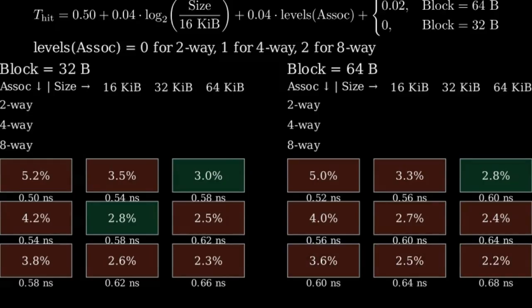A practical choice is 32 kilobytes, four-way, with 64-byte blocks. It is a very common L1 data cache point. Let's highlight it, then compute both metrics explicitly.